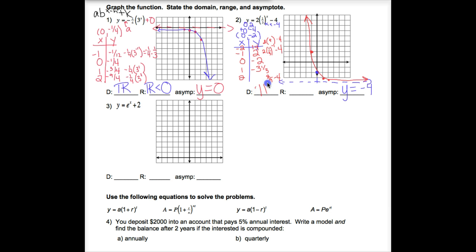Domain, as it is in all of them, all reals, because the x's go on forever both ways on the x-axis. The y is always connected to the asymptote. In this case, the graph is above it. So all reals greater than the asymptote.